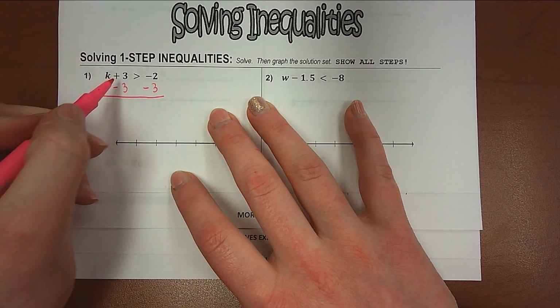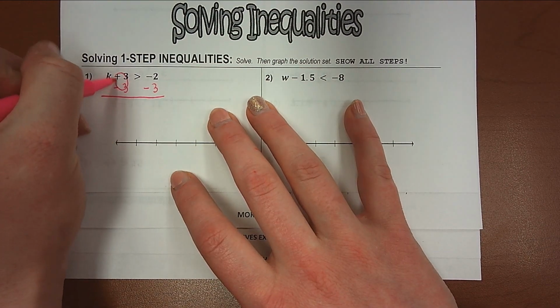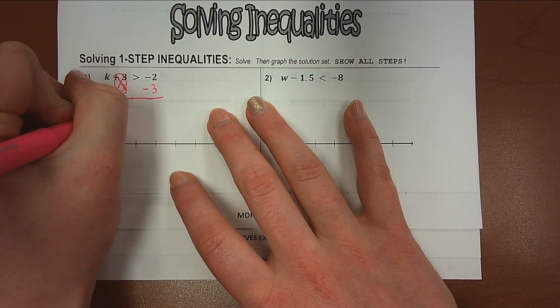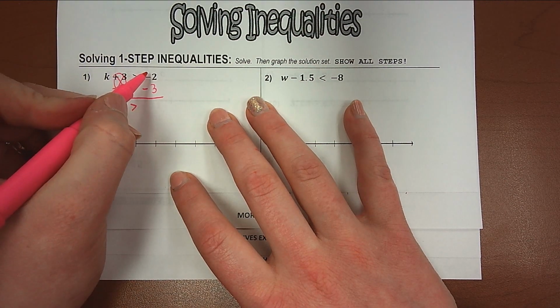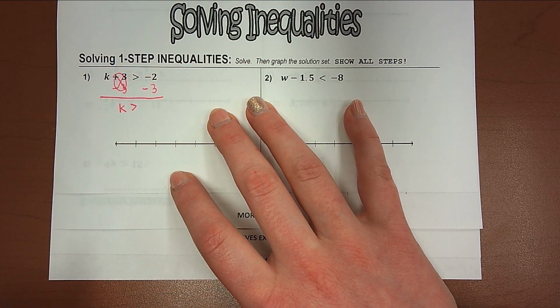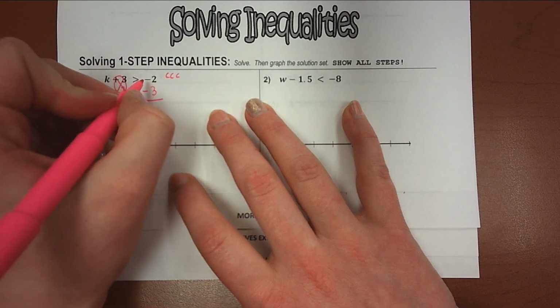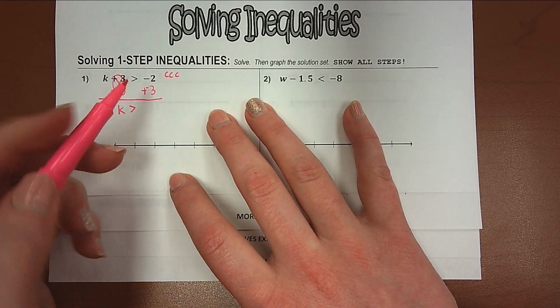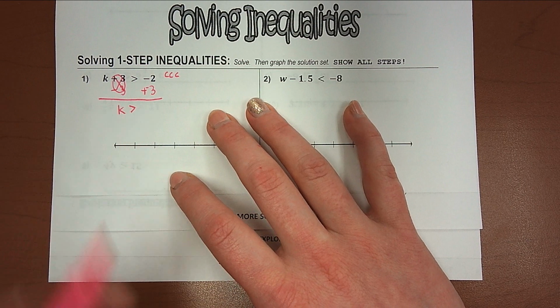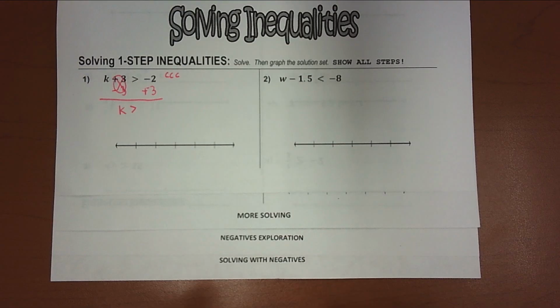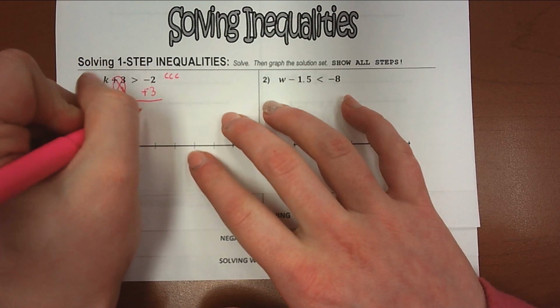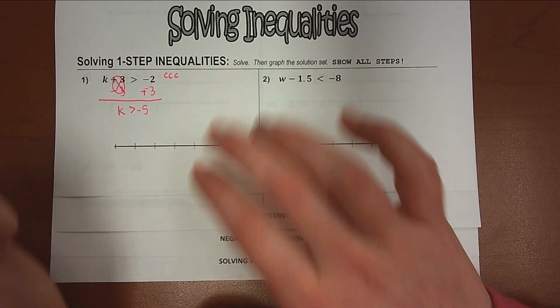So in this case, 3 minus 3 is 0. And on this side, I'm left with just k is greater than negative 2 minus 3. Our rule for this was copy, change. The 3 C's. So copy, change, and now I'm adding negative 2 and positive 3. If signs are the same, we add and keep. So we add 2 plus 3 is 5, keep the sign negative.